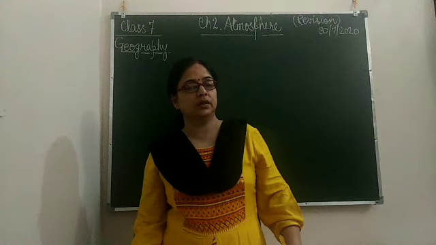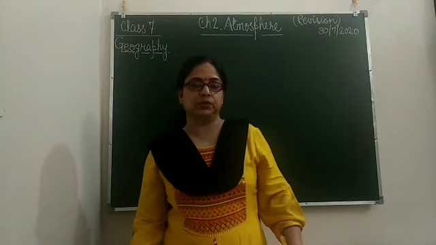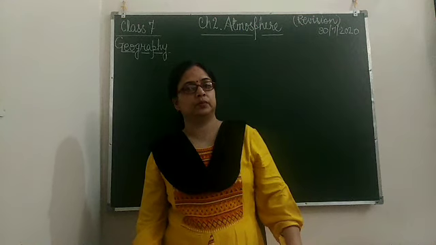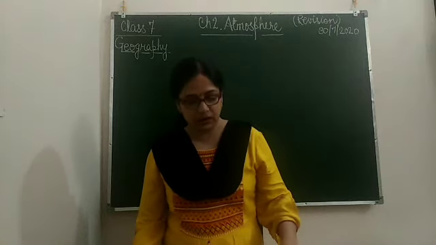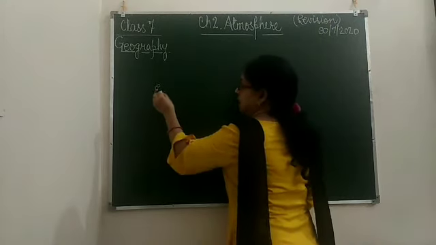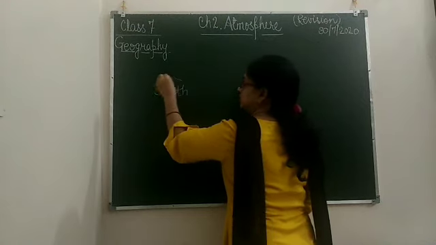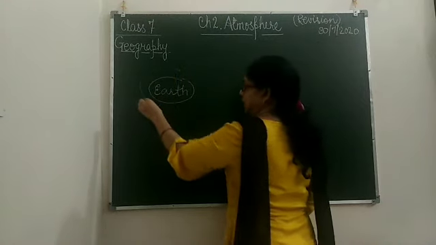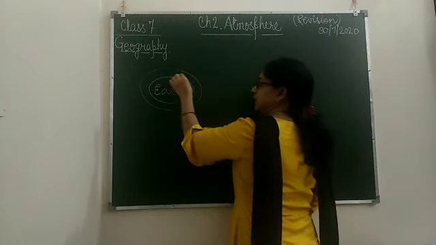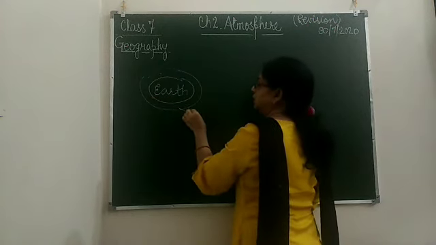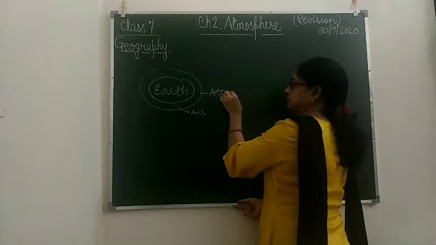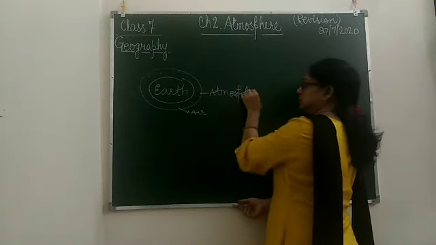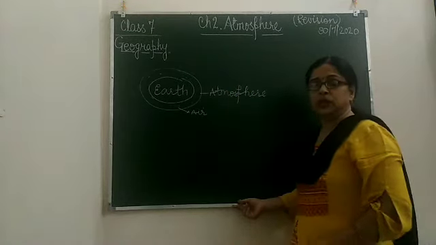Today we are going to start the second chapter, atmosphere. What is atmosphere? An atmosphere is a huge blanket of air that surrounds our earth. This is our earth and it is surrounded by a huge blanket of air. It consists of air and this blanket is called atmosphere. This is one of the most important domains of the earth.